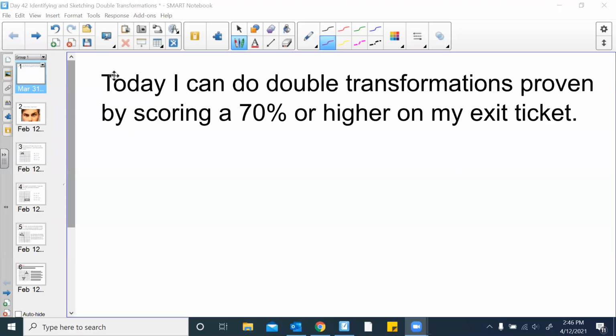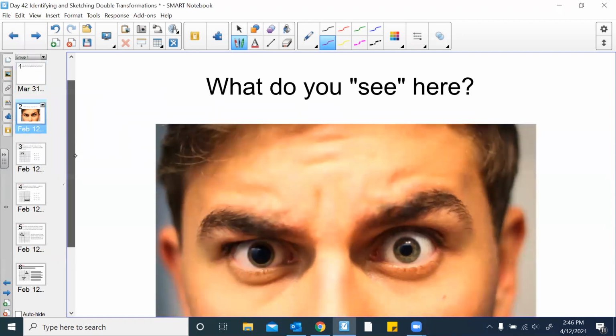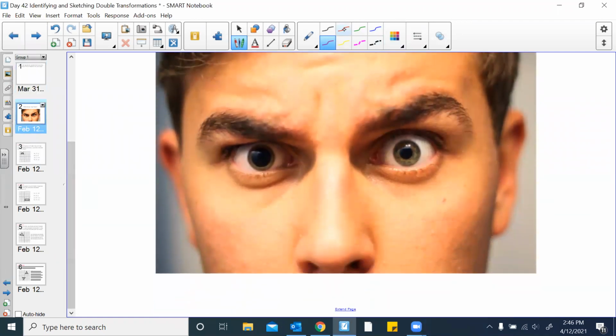All right, so today we're going to be able to do more transformations, but there's going to be extra steps, like 2 or 3. That's kind of how we're going to look at this. So when I look at this, a couple of things I notice is that it looks like maybe an eyeball was reflected, right? And it also looks like there was a dilation with the pupil here.